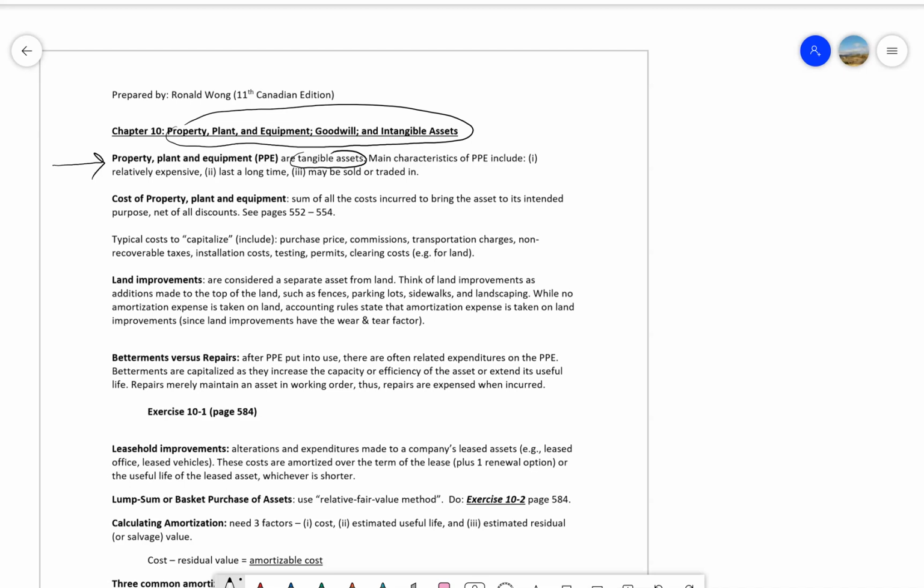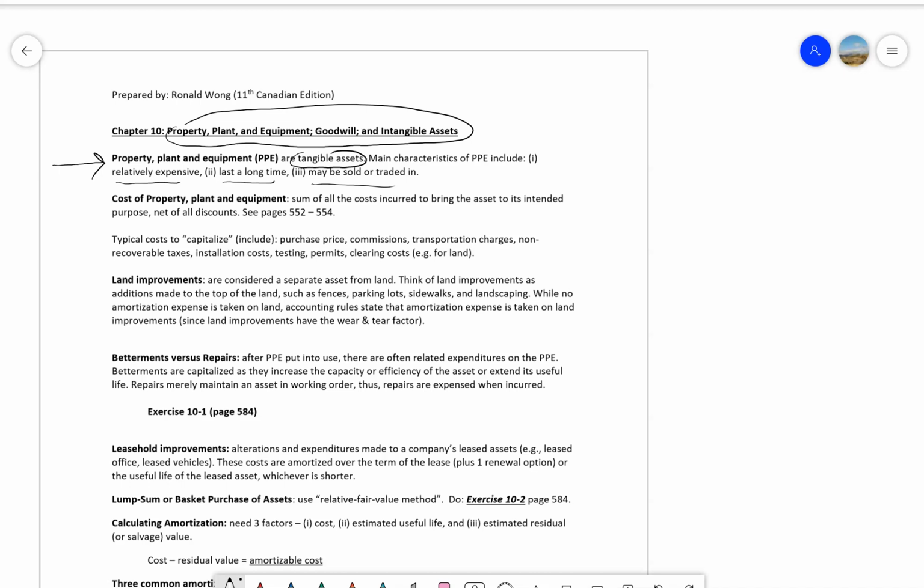And property, plant, and equipment generally have three main characteristics. They're relatively expensive. They're going to last a long time, more than 1 year. And towards the end of its useful life, or when the company doesn't need it anymore, it may sell the property, plant, and equipment or trade it in for something newer.